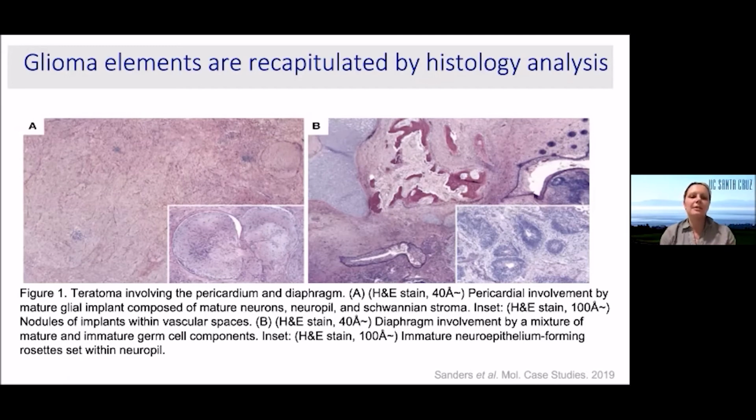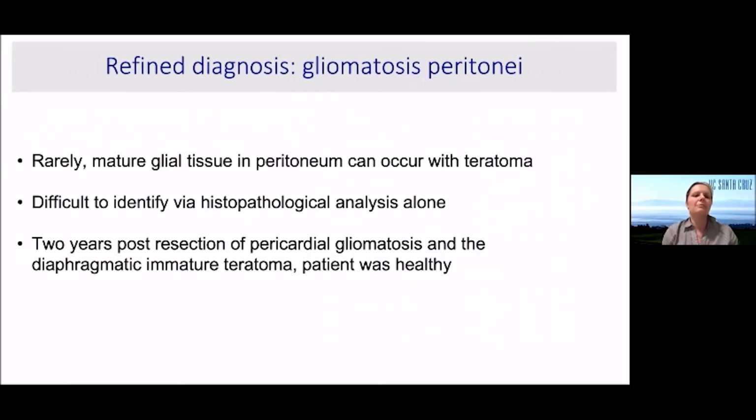But what I'm told is that indeed there are features of glioma in this tumor. And so based on this analysis, the diagnosis was refined to teratoma with gliomatosis peritonei, which is a rare entity where mature glial tissues in the peritoneum can occur together with teratoma. And this is apparently difficult to identify via histopathological analysis alone. And I'm sure you know much more about this than me.